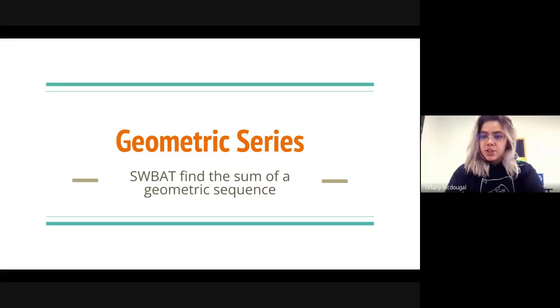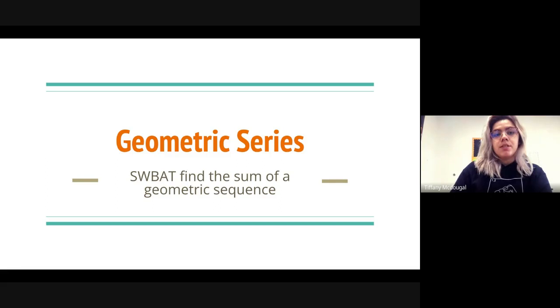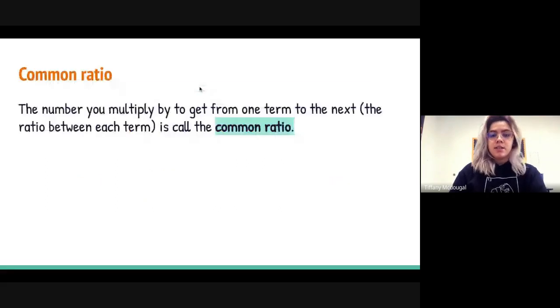Good morning, mathematicians. Today we are learning the last lesson in our Unit 5 geometric series. Your objective is students will be able to find the sum of a geometric sequence. Go ahead and grab your notes and let's dive in.